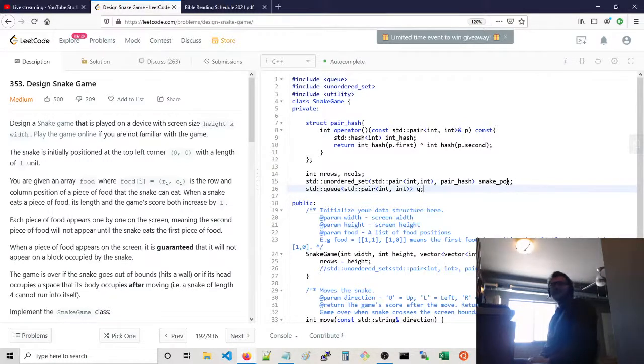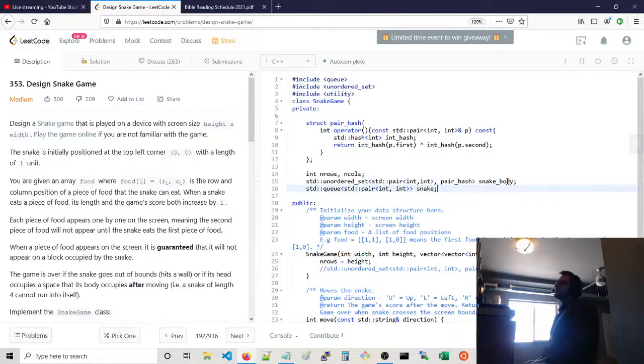We do want the snake body and then snake. We do want to use an unordered set to give us expected constant time operations, and then also use it as a queue. So anyway, excuse me.